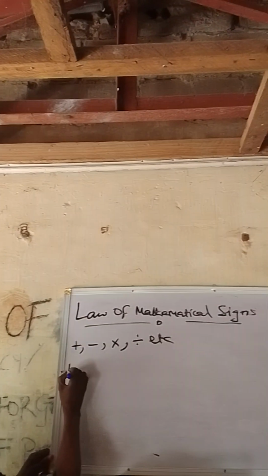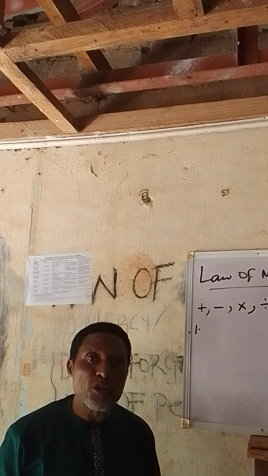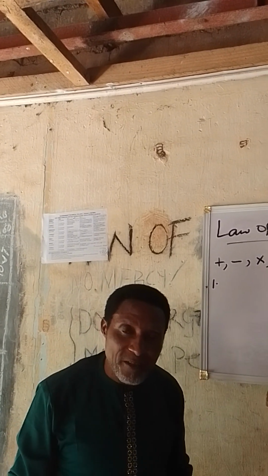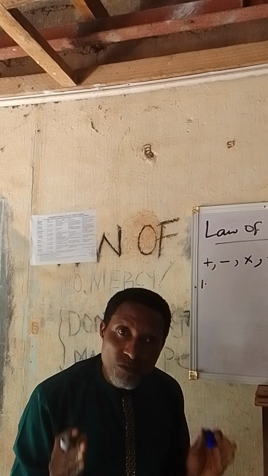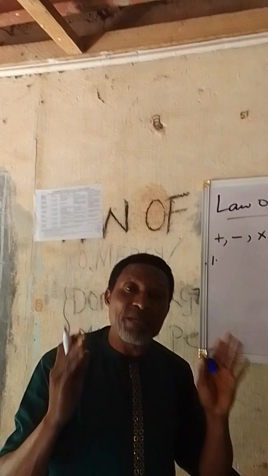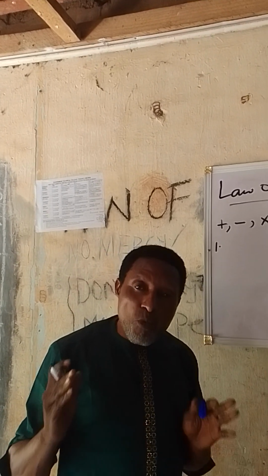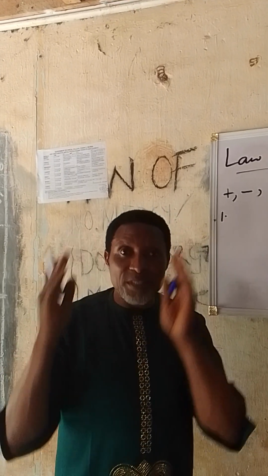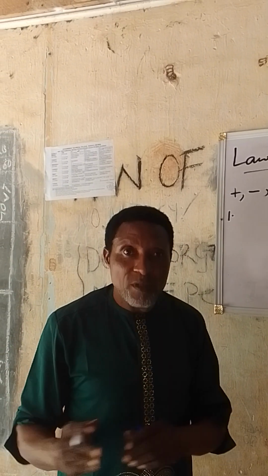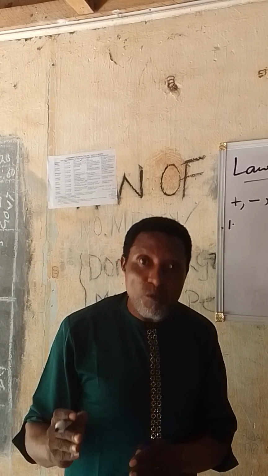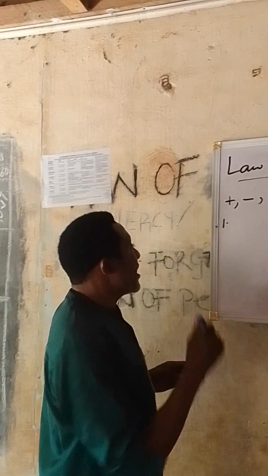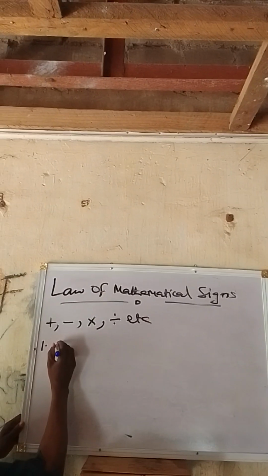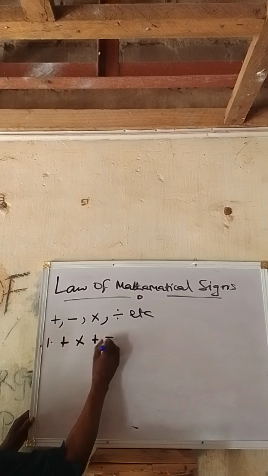The first law is the law of multiplication of same sign. If two numbers have the same sign, the result will be positive. Negative times negative will be positive. Positive times positive will also be positive. So the law of multiplication of same sign, that is to say, plus times plus is equals to plus.